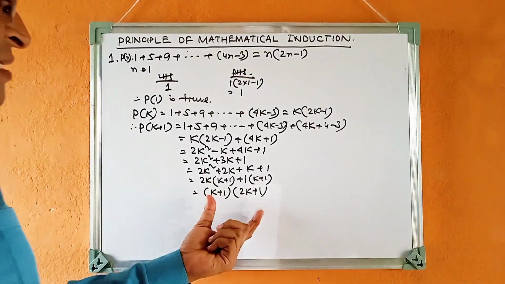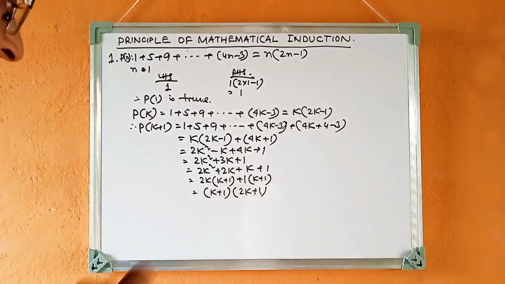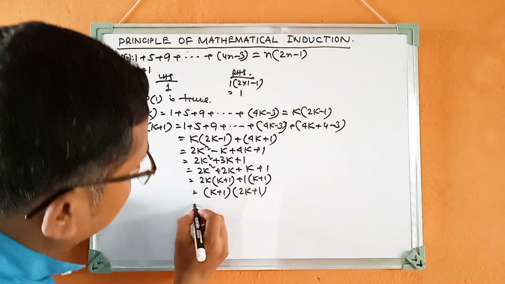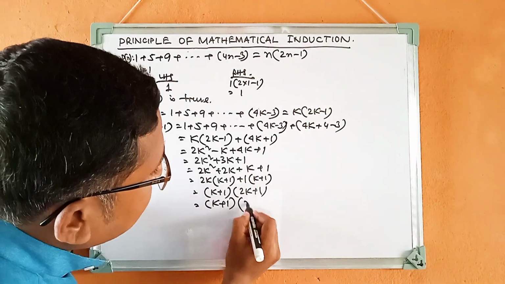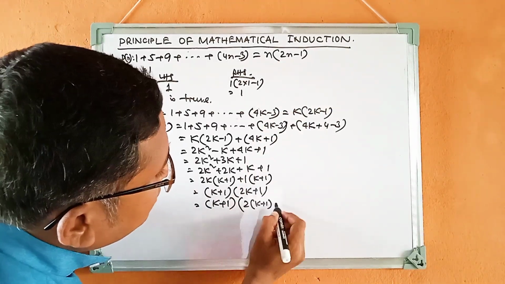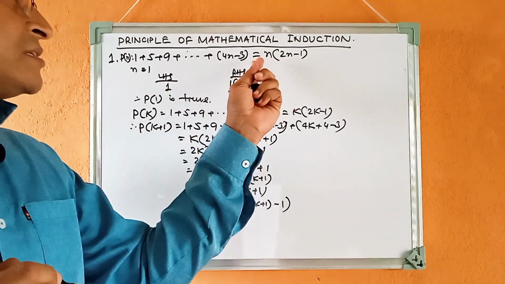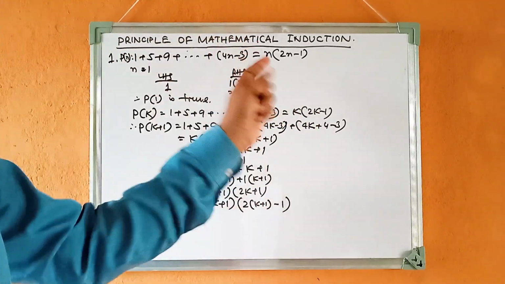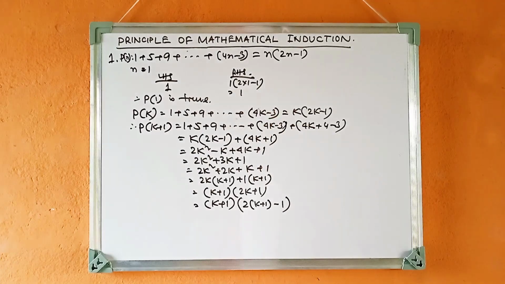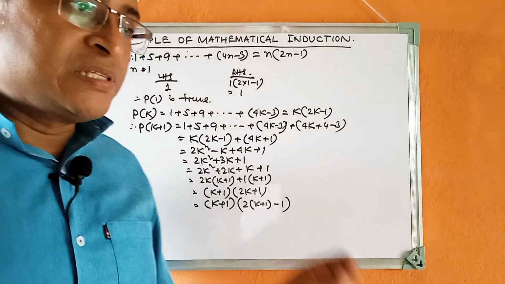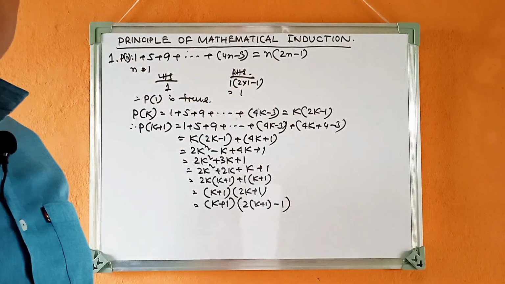Now arrange this result in this format, but in k plus 1 form. See, here n means k plus 1, so k plus 1, and here is 2n minus 1, that is 2 into k plus 1 minus 1. That means the result is same as shown in the sum. So it is clear that LHS equals RHS. We get RHS. So by using mathematical induction, we prove this statement is true. Clear?